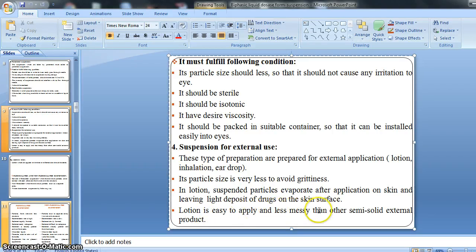The lotion is easy to apply and less messy than other semi-solid external products. It means a lotion in suspension form can be applied easily, and it is less messy. It does not give an oily feeling like cold cream. Cold cream gives a messy feeling, but a lotion in suspension form is less messy, right? So it is generally preferred.